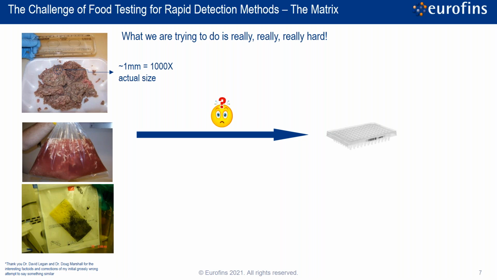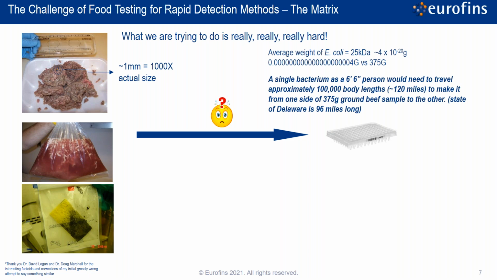What you're looking at on the left there is a 375 gram ground beef sample. That's the actual food. Then that's in a stomach bag with some enrichment media, and there's an environmental sponge. And basically, we're saying you've got to get that single target organism out of that thing and into this thing, which is a small plate or whatever your detection modality might be.